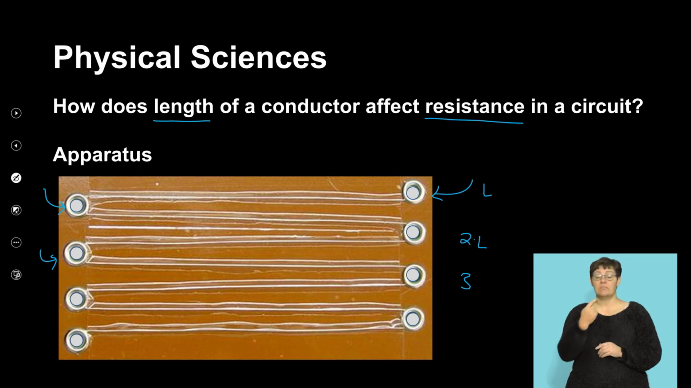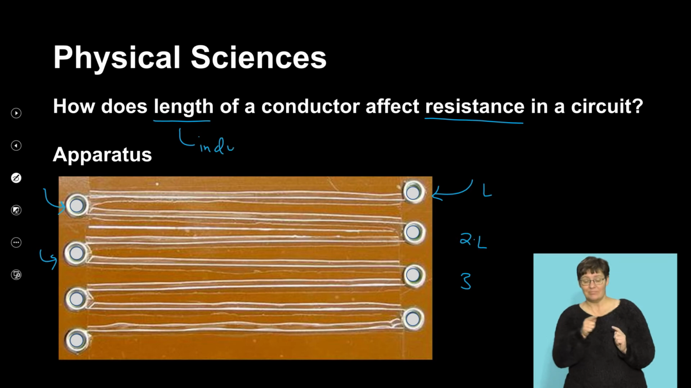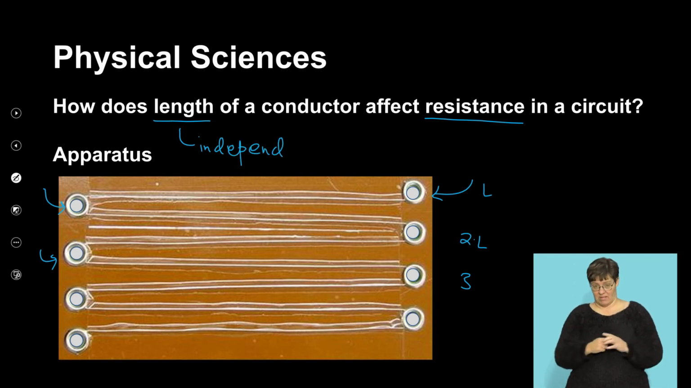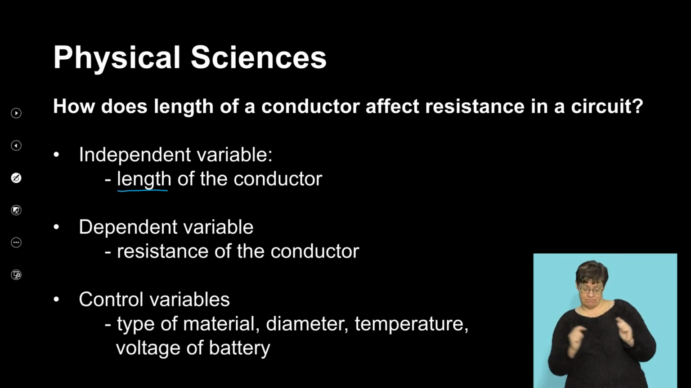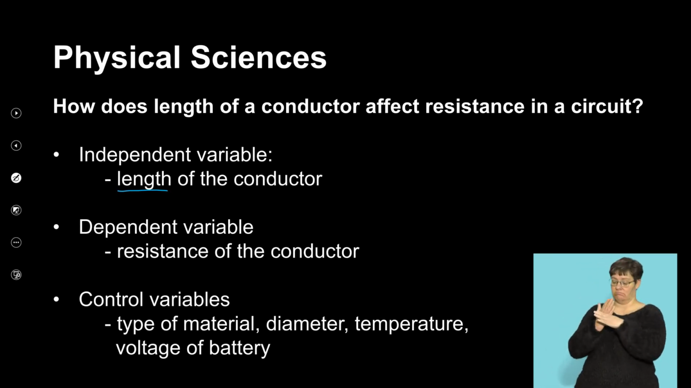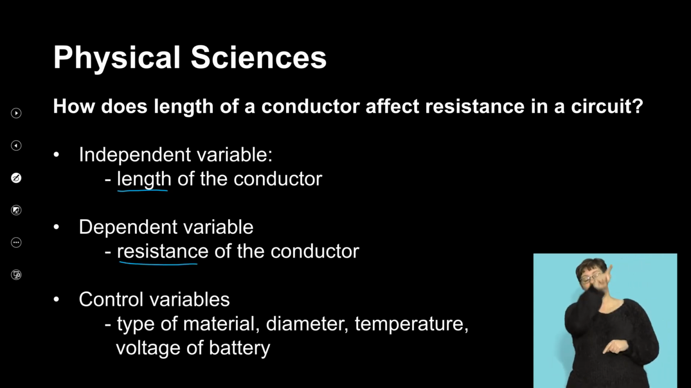But in essence, we are just changing the length, which is our independent variable. Now, we also want to point out that what we changed is our independent variable, which is length in this case. Then we want to see how that exactly affects the resistance, which becomes our dependent, or response, variable.